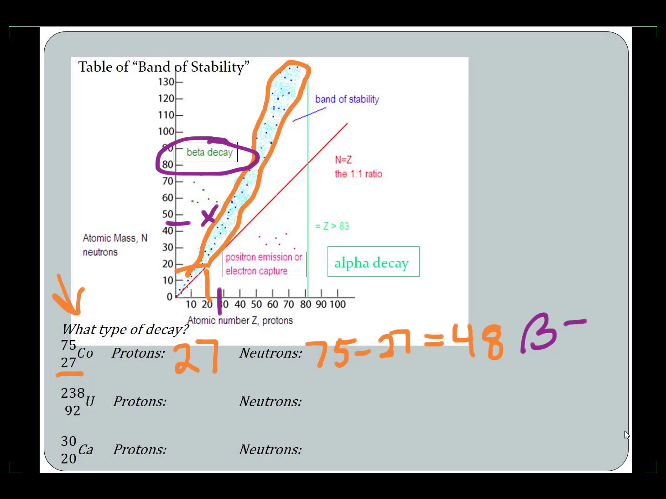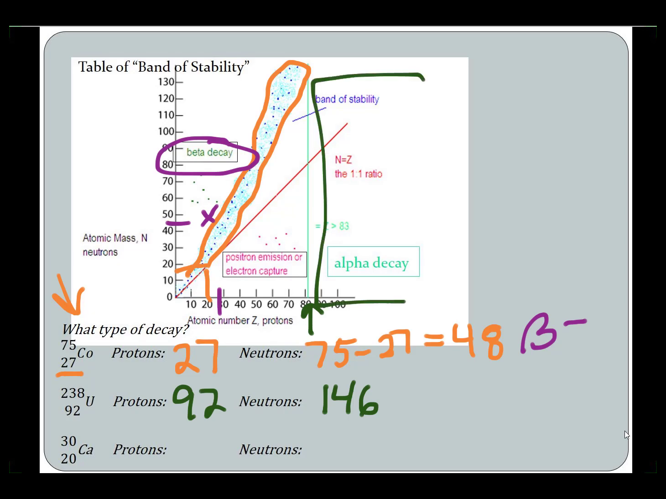So the next one, uranium-238, I have 92 protons, and so subtracting, I get 146. And for this one, the 146 is a little bit not needed because once you get past 83 protons, you are in the alpha decay area. So 92 protons and 146 would be way up here, kind of off the chart, but this would be alpha decay.